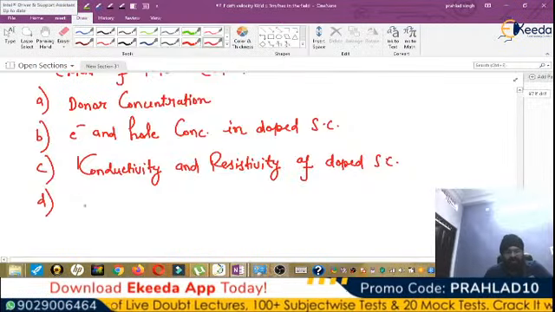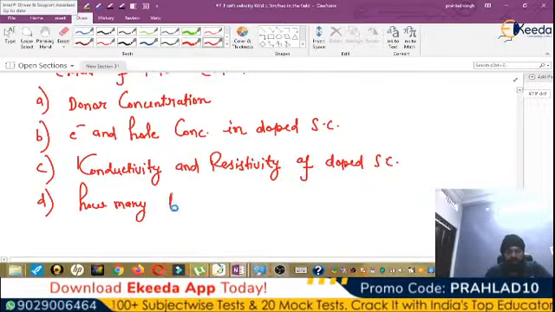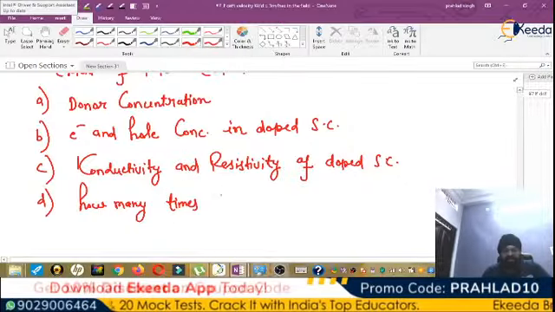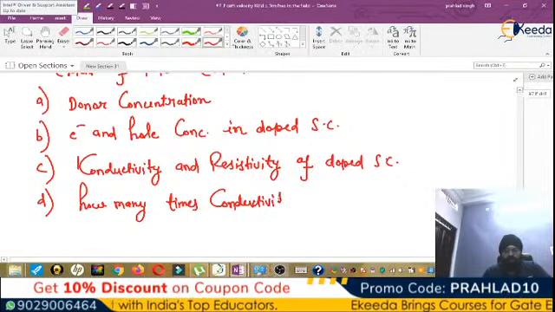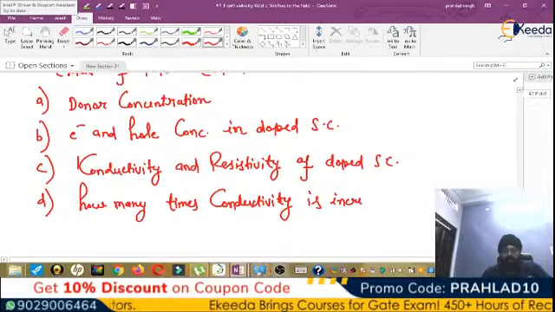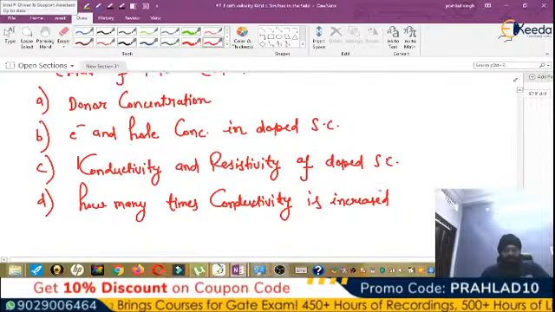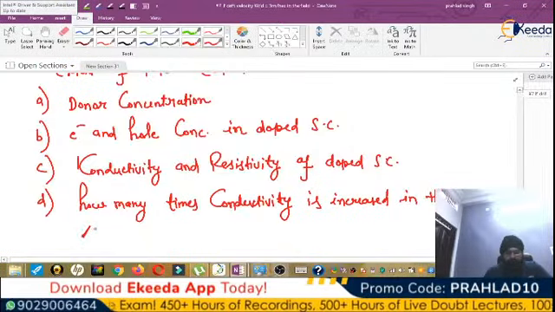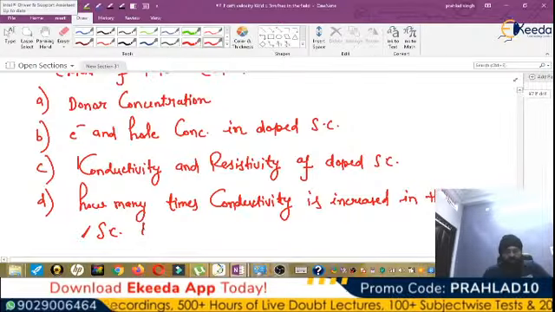And one more question is asked: how many times is the conductivity increased in the semiconductor because of doping?